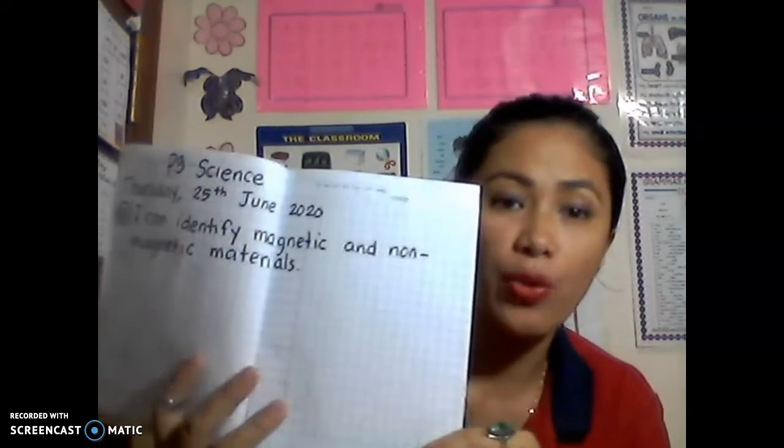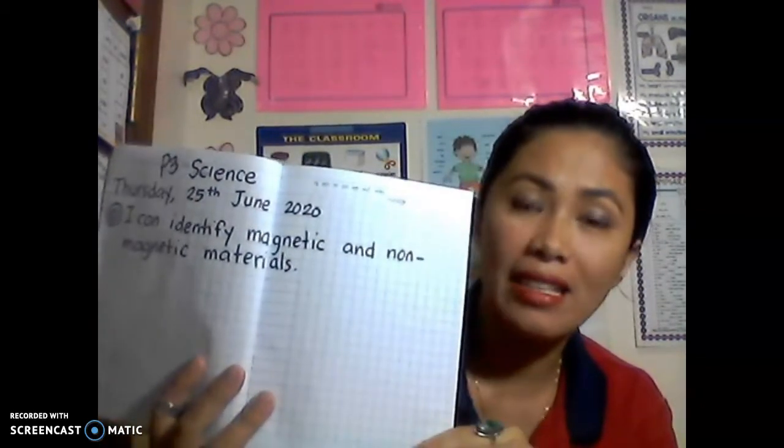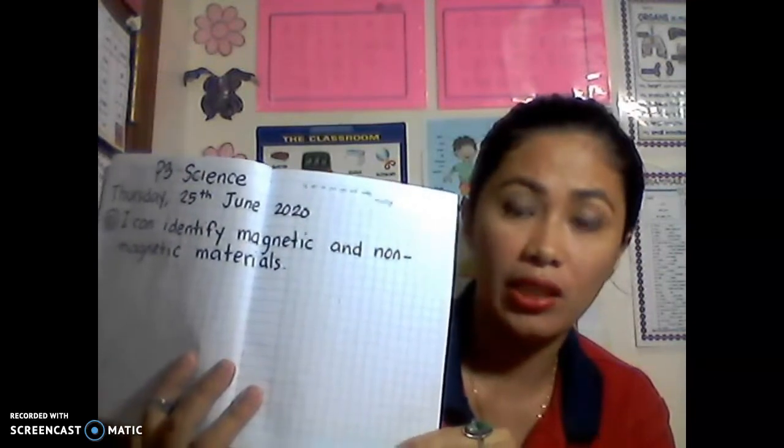For today's learning objective, we are going to identify magnetic and non-magnetic materials. So teacher already discussed some of the materials that are magnetic and non-magnetic. When we say magnetic, it means that the material is attracted to a magnet. Yesterday I showed you a magnet, right? This is a small magnet here.